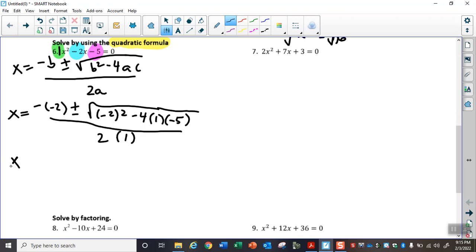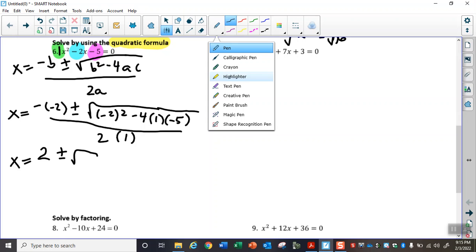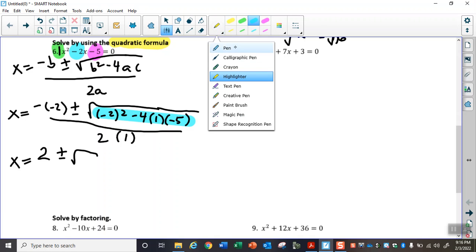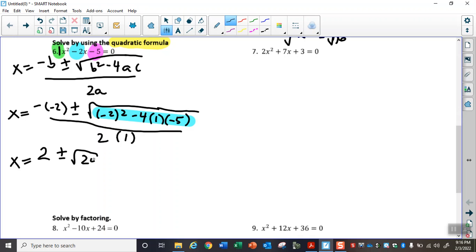And then now I'm going to simplify. So the opposite of negative 2 is positive 2, plus or minus square root. And then now I'm going to put this in my discriminant, right? This is the discriminant, what is underneath: b squared minus 4ac. That's my discriminant. So I'm going to put that into Desmos and get my answer there. So that is going to be 24. And then 2 times 1 is 2.